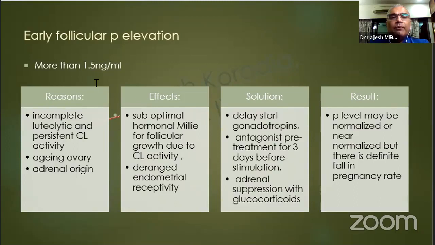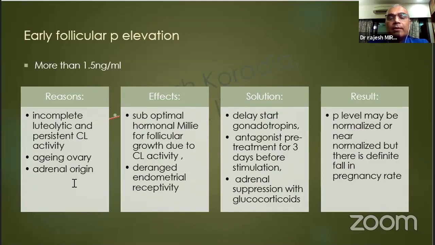Briefly, if we want to discuss why there is early follicular progesterone elevation. When you call it early elevation, if it is more than 1.5 nanogram, what are the reasons? It may be because of the incomplete luteolysis of the previous cycle and persistent corpus luteal activity. It may be because of the aging ovary, or it may be adrenal origin progesterone. What is the effect of this? There is a suboptimal hormonal milieu for follicular growth due to corpus luteal activity, and there is a deranged endometrial receptivity.